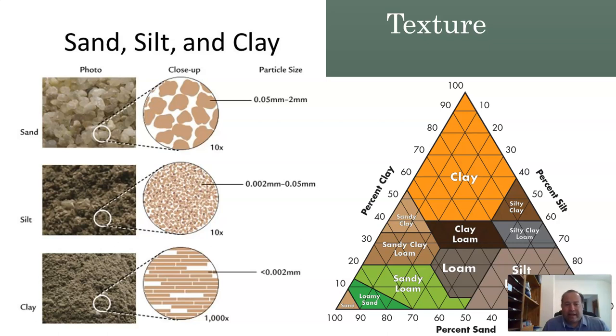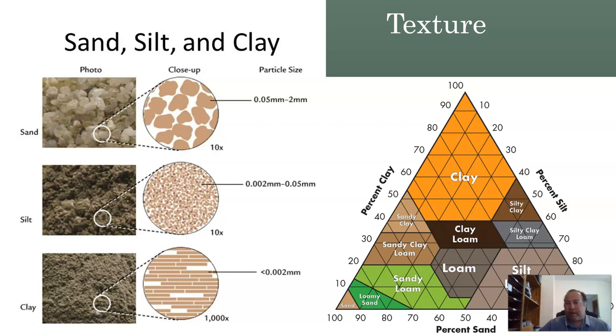Clay is tiny, and they have very different shapes. So if we look at this close-up of them, sand are these bigger aggregate particles, silt, smaller aggregate particles, but then clay is actually these flat, long blocks that are bound together. So they end up giving this different texture when you get more of one or less of the other.